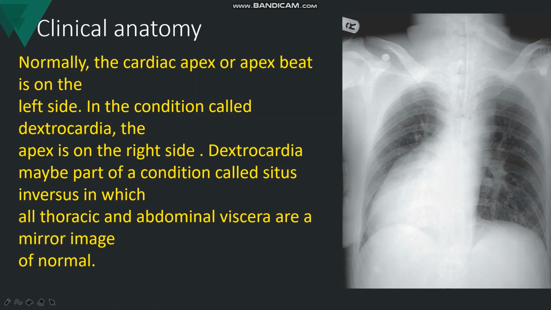So now after studying this, we should know the clinical anatomy of it. Normally the cardiac apex is on the left side of the mediastinal line, the sternum line, in the majority of people, but in some conditions like dextrocardia, the apex is on the right side. Dextrocardia may be a part of a condition called situs inversus, in which all the thoracic and abdominal viscera are a mirror image of normal. So this is the picture we can see. The apex is on the right side, instead it should be on the left side.